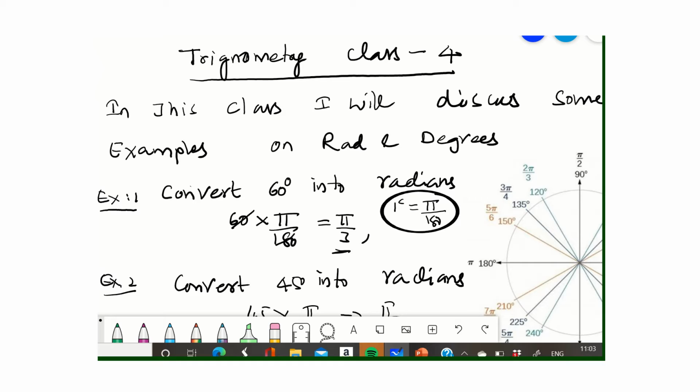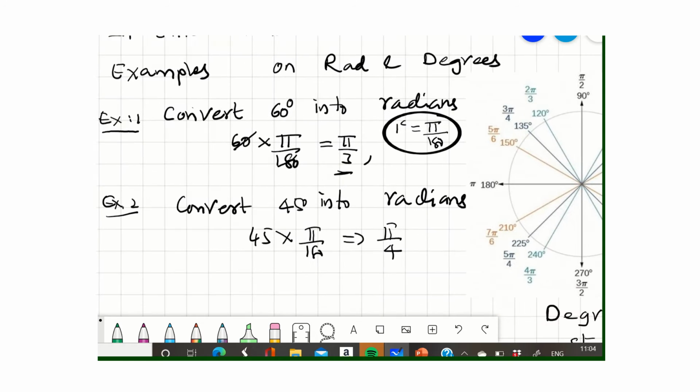So here 3 times cancelled. So the result is pi by 3. So 60 degrees will be equal to pi by 3 radians. Because we know the relationship between radians and degrees, pi radians is equal to 180 degrees. So come to example 2.